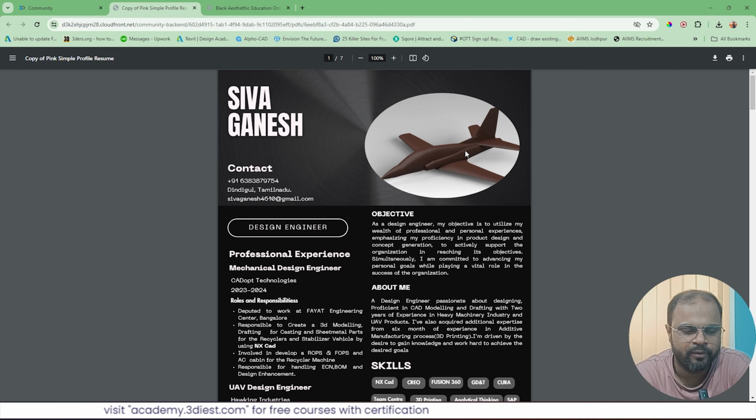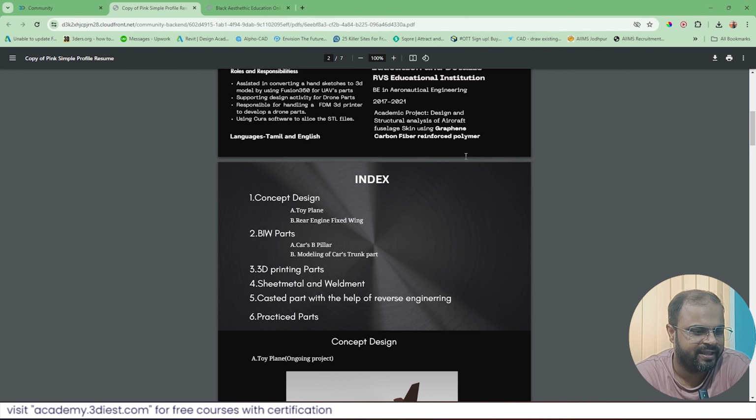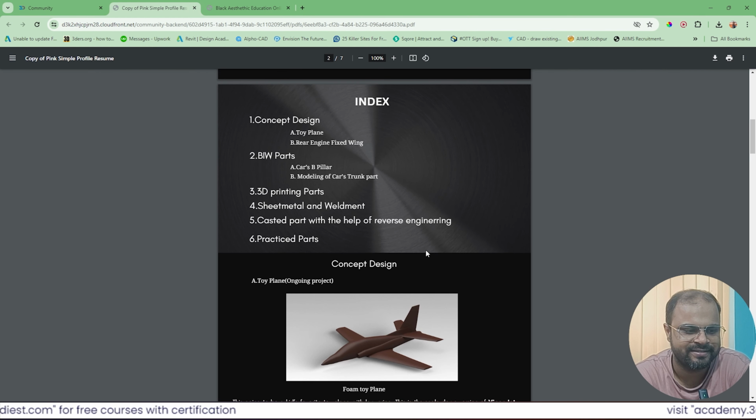Now we'll move on to the next page, and here he has included an index. There is no need to write an index, because we are not preparing a research document or some kind of presentation file.